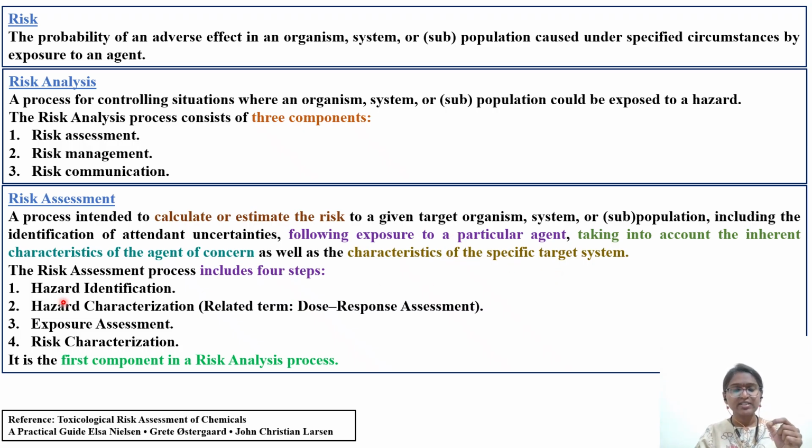Then next we'll see the risk assessment process. It includes 4 steps. This is the basic thing, and many of us already know about it. The first is hazard identification. For example, in the case of the Bhopal accident, we need to identify the hazard, which was methyl isocyanate. Then we need to understand the physicochemical properties of that particular gas: whether it is in liquid or gas state, what is the boiling point, the vapor pressure, the density, the solubility. Like this, hazard identification is important.